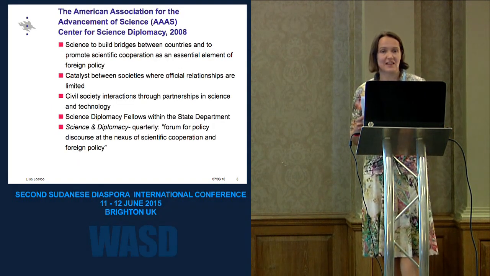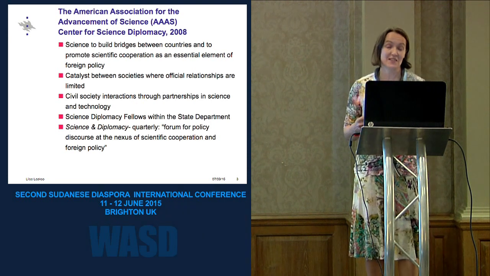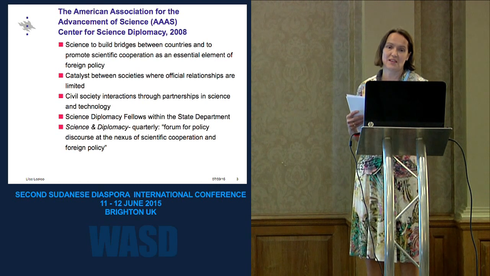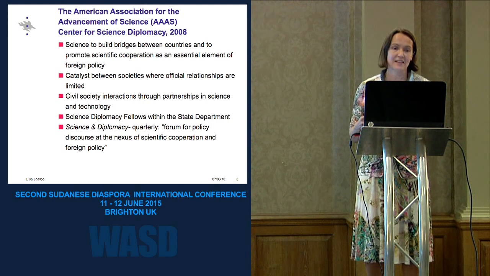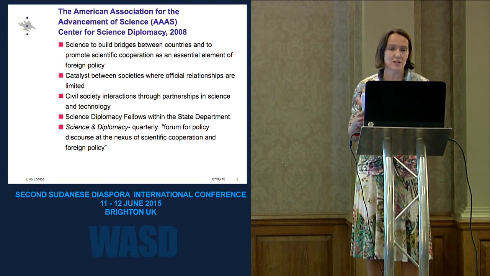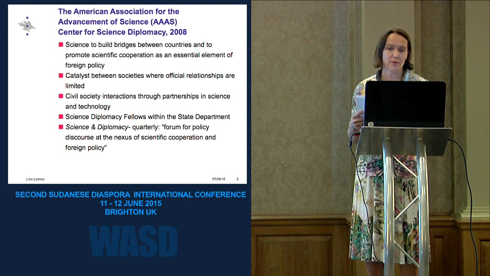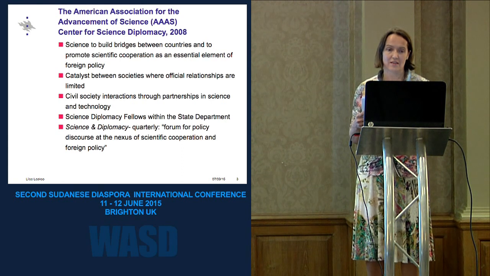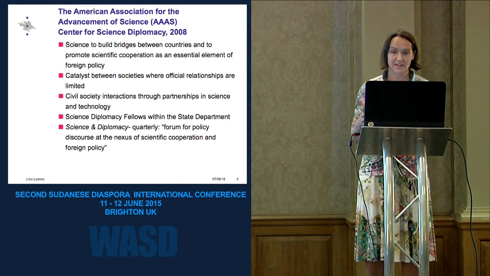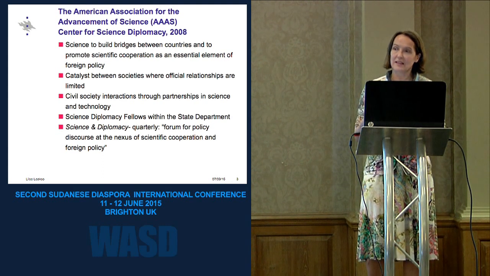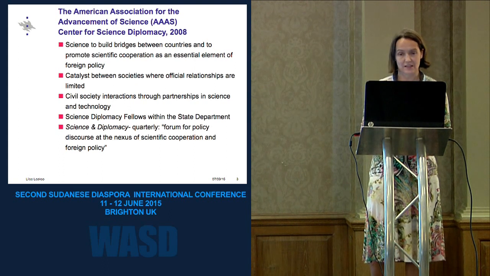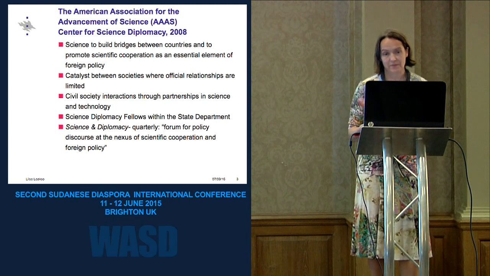So I'm just taking as an example of this emphasis on science diplomacy as a tool in foreign policy, the American Association for the Advancement of Science Center for Science Diplomacy. That was established in 2008. And they are specifically saying that the purpose is to build bridges between countries and to promote scientific cooperation as an essential element of foreign policy. It should encourage cooperation when official relationships are limited, and that center, for instance, offers science diplomacy fellows within the State Department. They are representing different fields, and they are also publishing a quarterly, Science and Diplomacy.